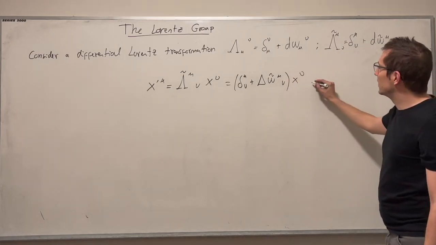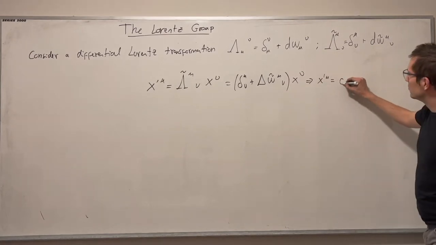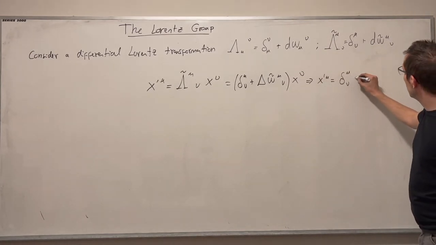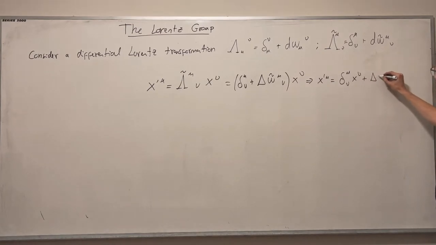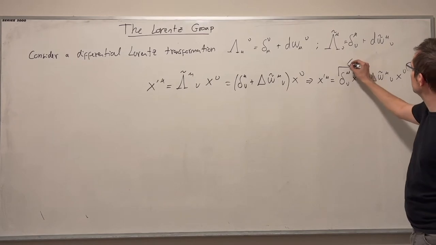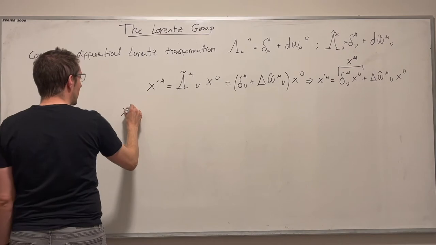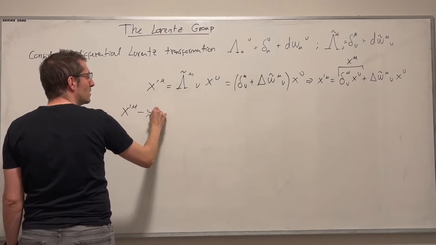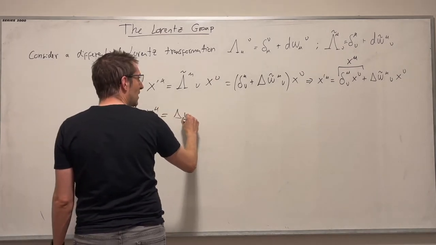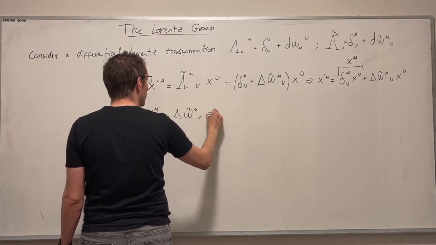Well, of course, the result of that is that x prime mu would be equal to delta nu mu x nu plus delta omega tilde mu nu x nu, right? Now, what is this thing? Well, this thing is a Kronecker delta, so it's the x mu. Wonderful. So I can put the x mu on the other side, and I get x prime mu minus x mu equals delta omega tilde mu nu x nu.